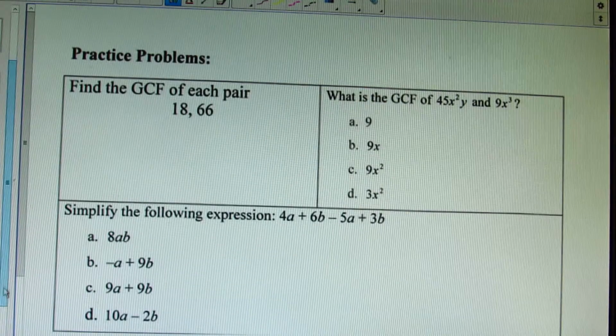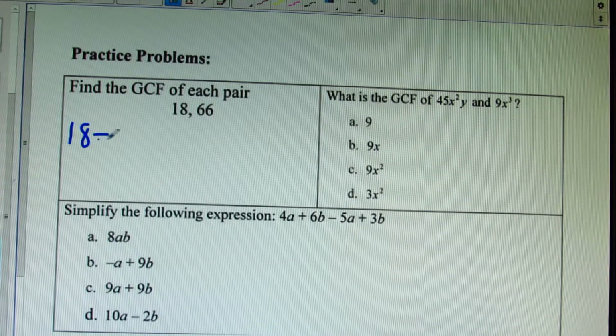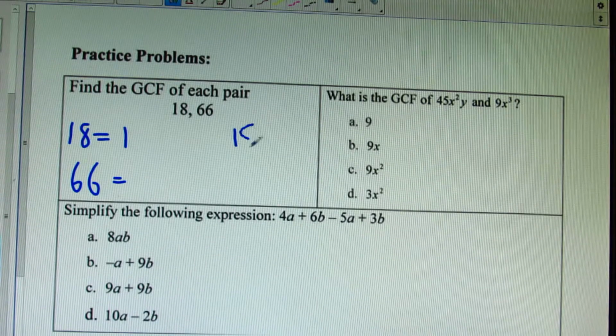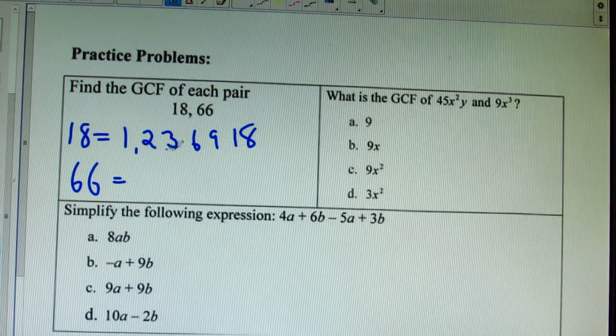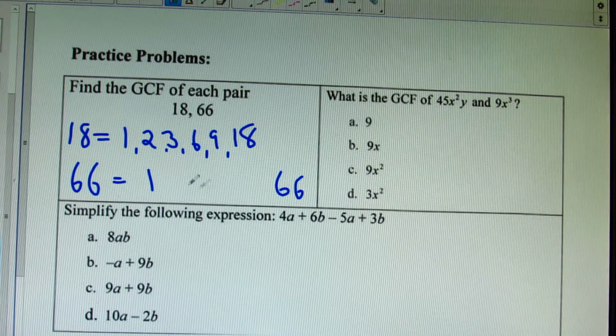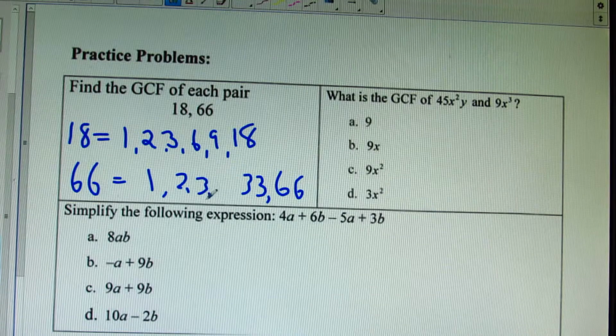And finally, I think we're on the last page. Oh, no, we have a couple more. Find the GCF of this pair. All right. Again, you can break down each of these by their factors. 18 is 1 times 18, or 2 times 9, or 3 times 6. 66, 1 times 66, 2 times 33. Does 3 go in? Yeah, 22.